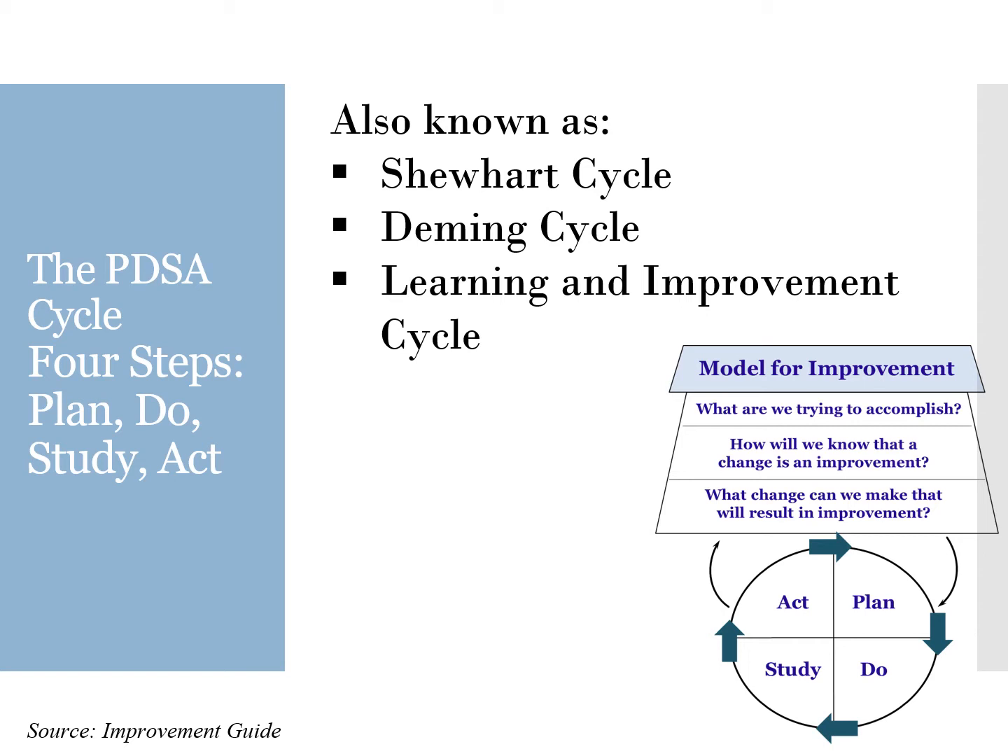Here, the PDSA comes into our model for improvement theoretical framework that Nolan and Provost have built, and it is that final way of adapting those 3 questions of what we're trying to accomplish, that aim, how we will know changes in improvement, those measures that we've outlined from the beginning, and identifying changes that will actually result in improvement. And that's how we use the PDSA cycle to test changes, measure them, and see what direction they're taking our improvement efforts.